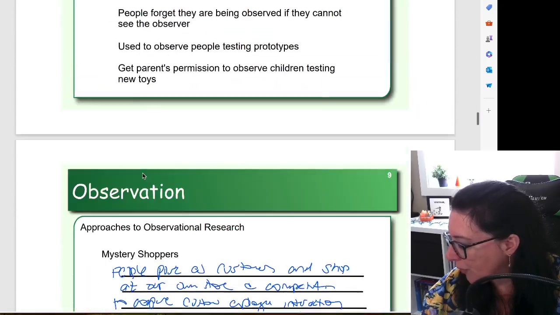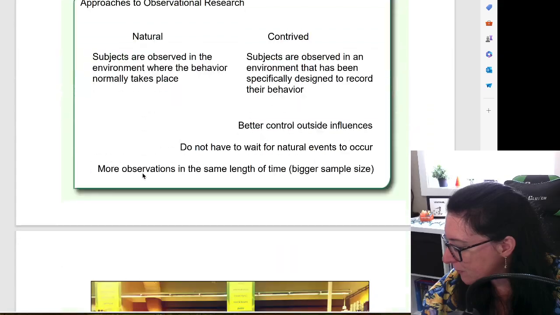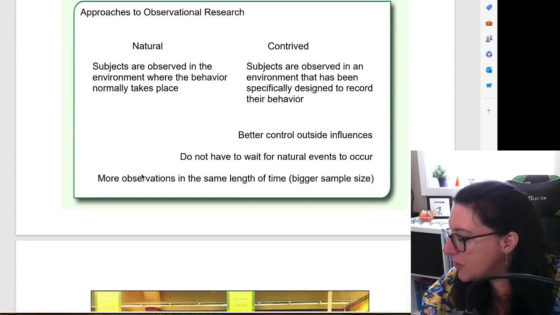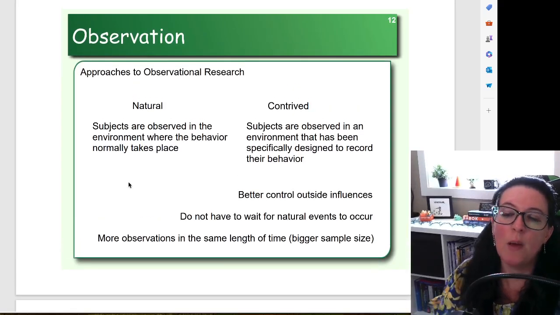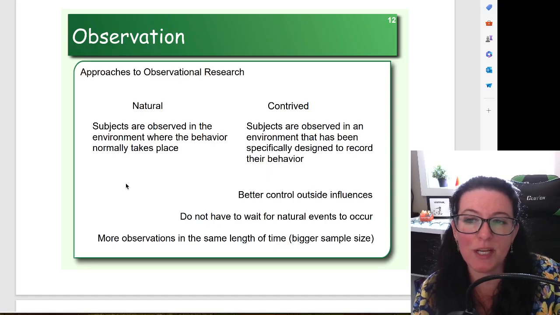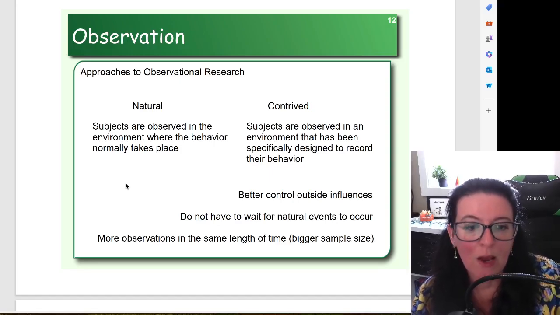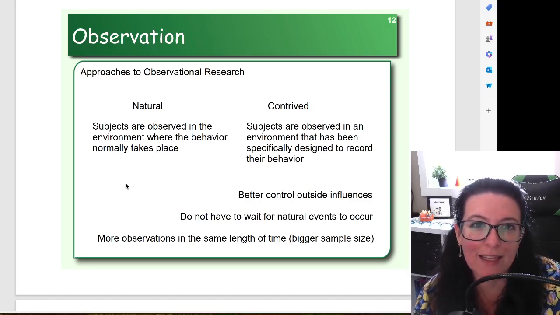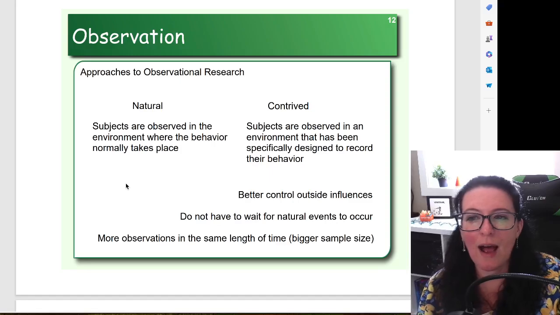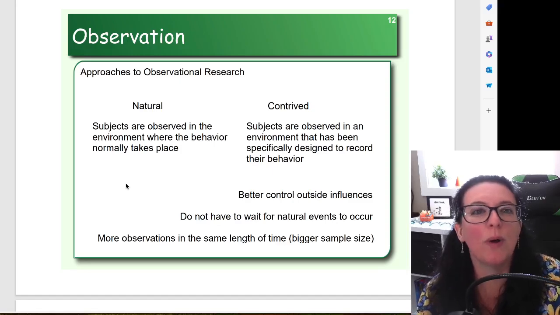As I scroll through our slides here. All right, when it comes to the setting, it can be natural. That is, we are observing behavior where that behavior typically takes place. Alternatively, we have contrived, where we create the environment and then we ask people to do what they would normally do in that environment.